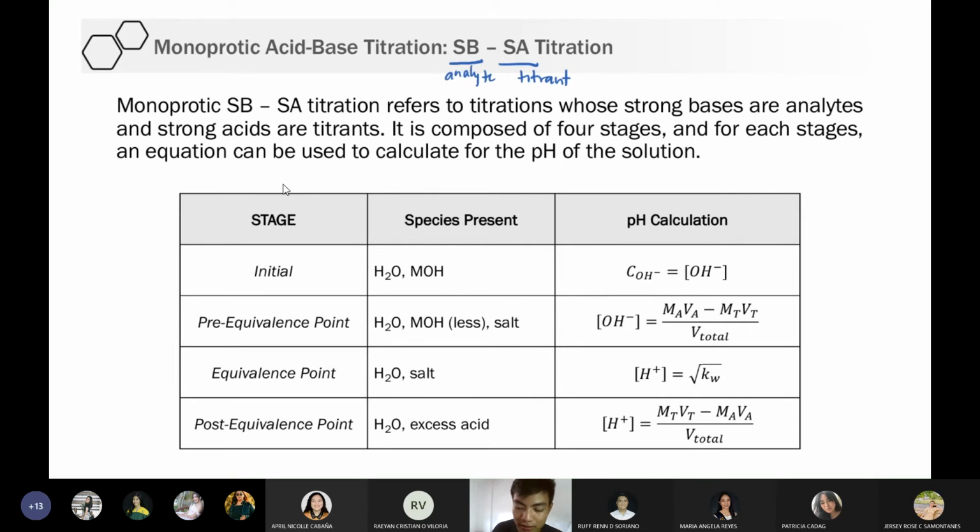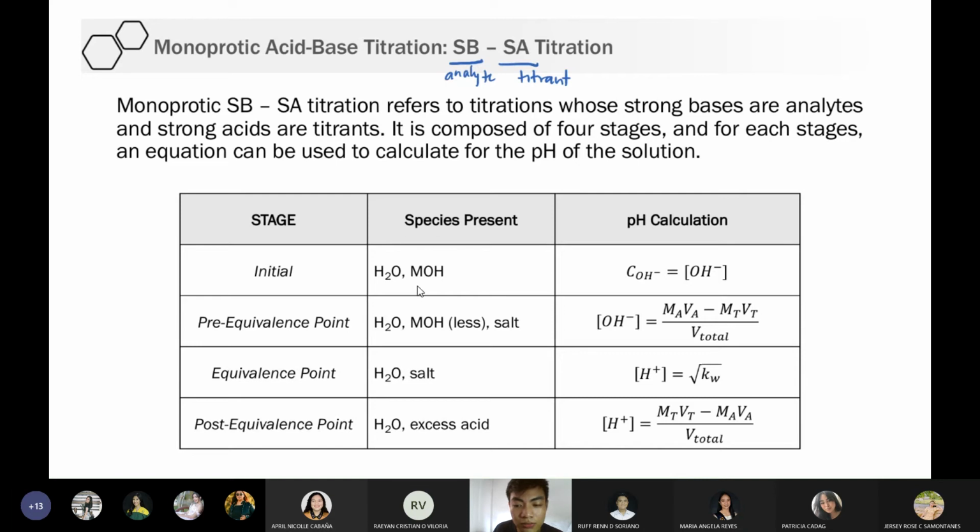'Di ba kanina acid yung analyte, titrant yung base. Baliktad ngayon. So as a result, baliktad din yung equation natin. Okay? So, pero same concept pa rin, no? So, for example, initial, you have the base only.